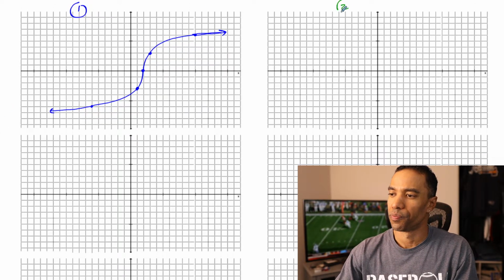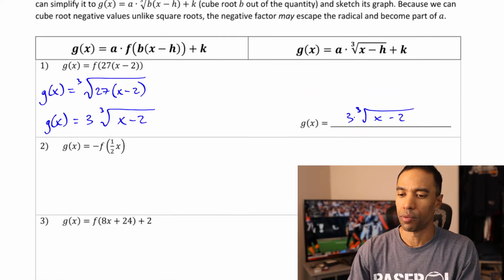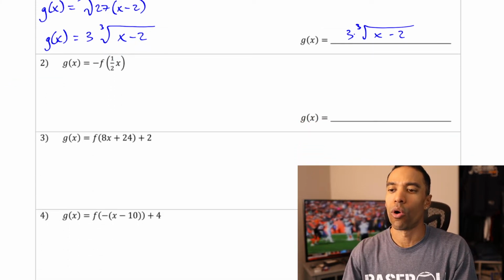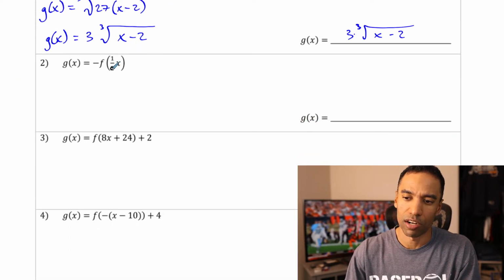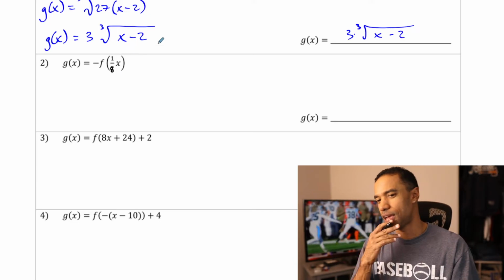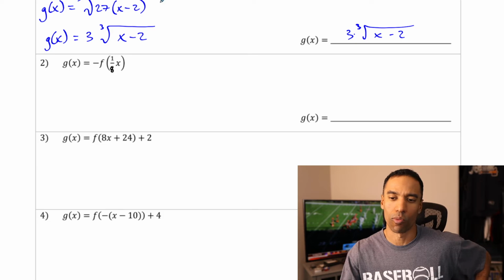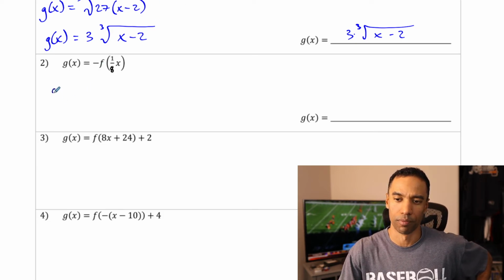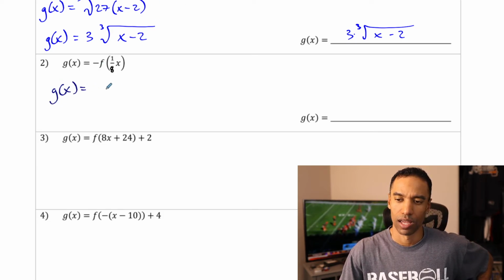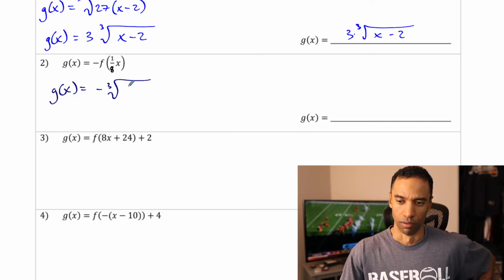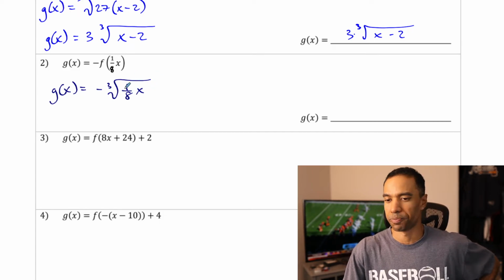Okay, number 2. Another cube root. Here we go. g of x equals negative... Oh, I had to change this. I'm sorry. This is negative 1/8 x, and I don't think I changed it in my other PDF. I've got to do that. All right, that should be a 1/8 inside of there. So here we go. g of x equals negative cube root, excuse me, of 1/8 x.